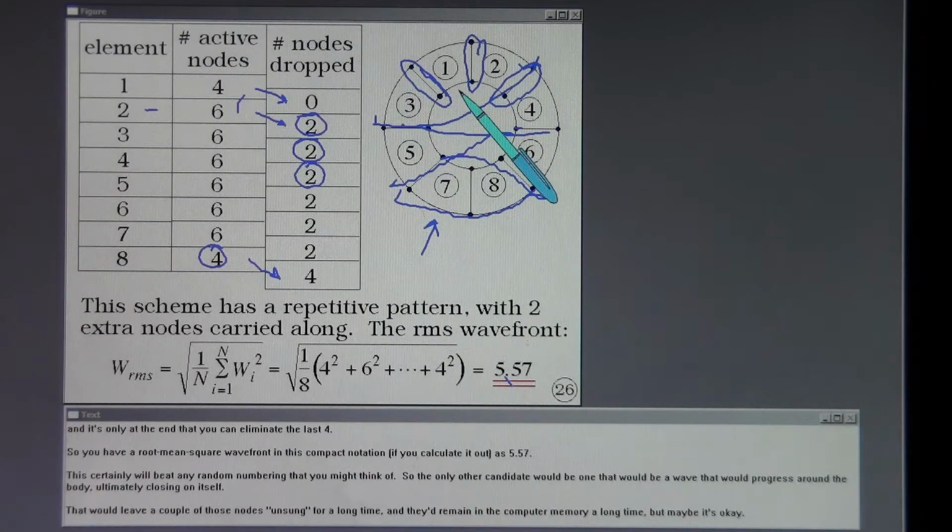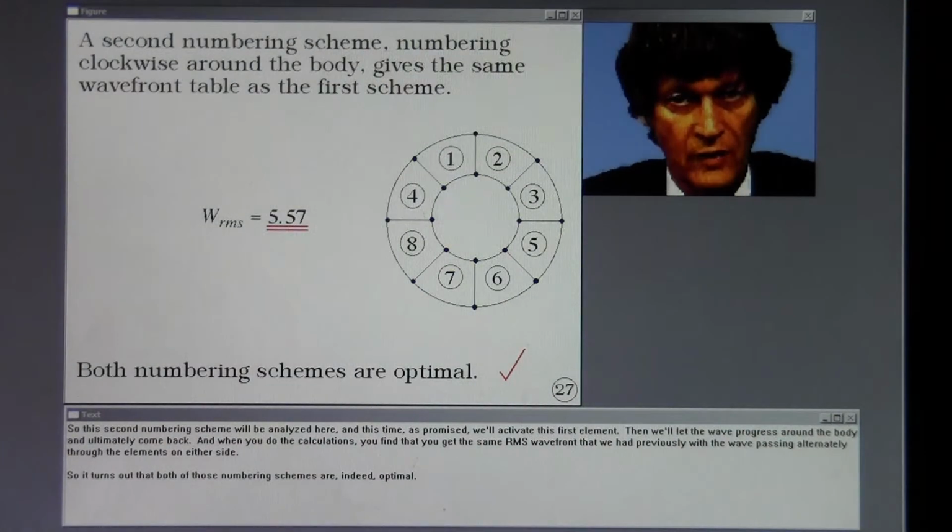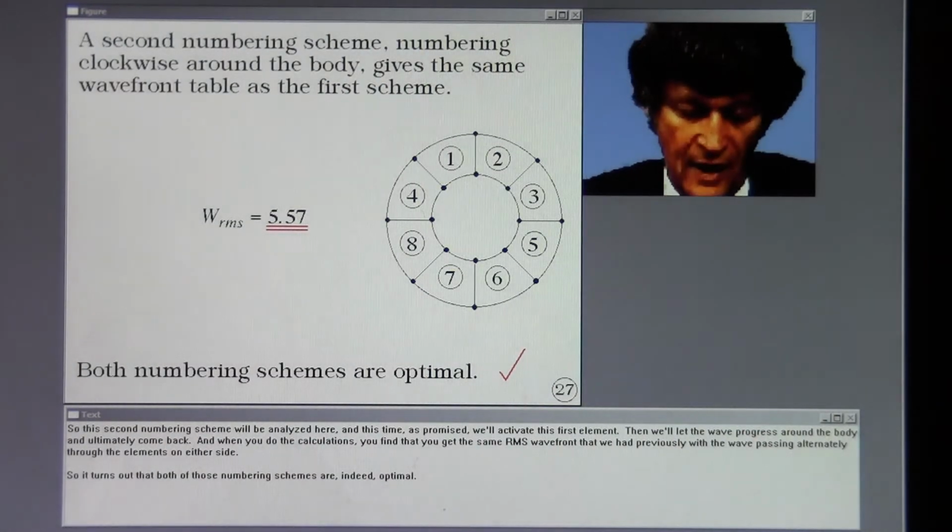So the only other candidate would be one that would be a wave that would progress around the body, ultimately closing on itself. That would leave a couple of those nodes unsummed for a long time, and they'd remain in the computer memory a long time, but maybe it's okay. So this second numbering scheme will be analyzed here.